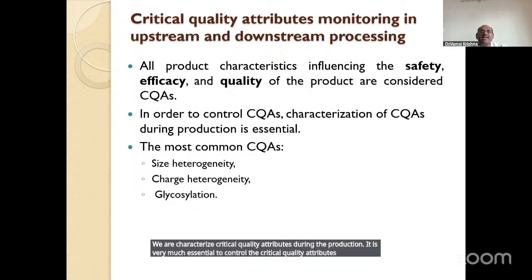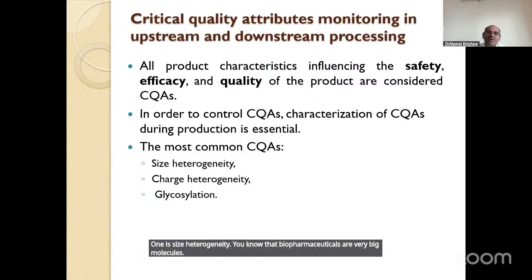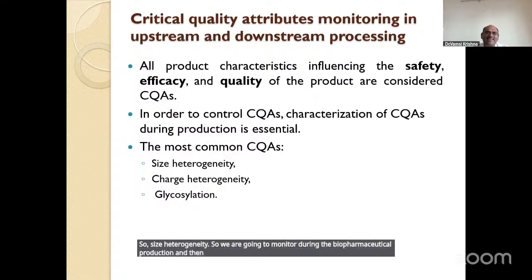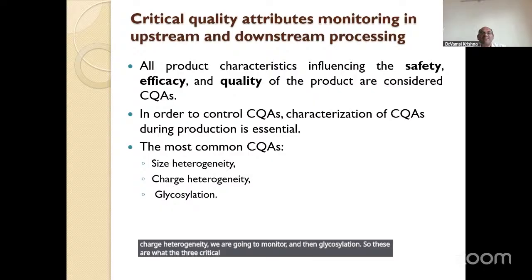So, what are these critical quality attributes in biopharmaceutical production? One is size heterogeneity. You know that biopharmaceuticals are very big molecules, so we are going to monitor size heterogeneity during biopharmaceutical production. Then they have different charges, so we are going to monitor charge heterogeneity, and then glycosylation. These are the three critical quality attributes of biopharmaceutical production in the case of proteins or peptides or monoclonal antibodies or vaccines.